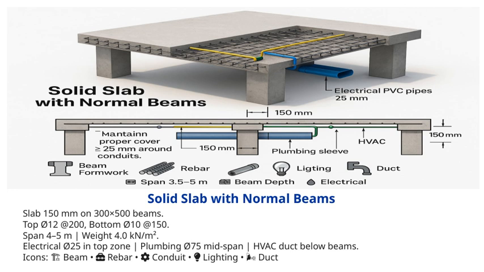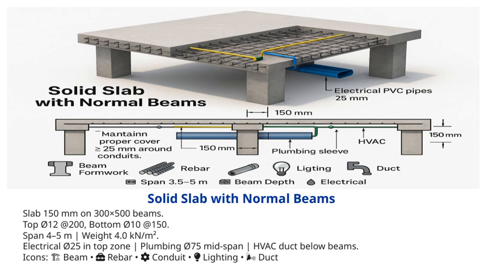The span of these beams ranges from 4 to 5 meters, which influences the overall design and load distribution. Speaking of loads, the slab is designed to handle approximately 4 kilonewtons per square meter. Now, moving to the services, electrical conduits, specifically O-25 millimeters, are placed in the top zone of the slab for easy access and integration. Plumbing pipes, with a diameter of O-75 millimeters, are positioned mid-span to optimize space and functionality.